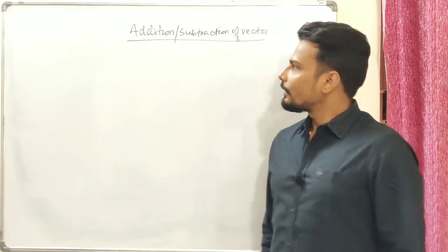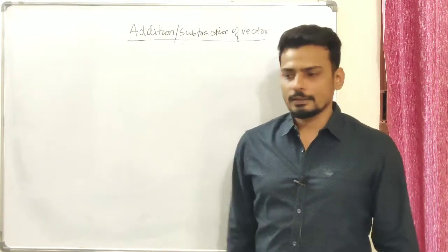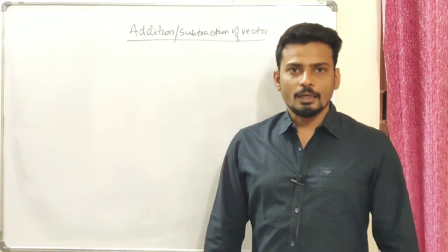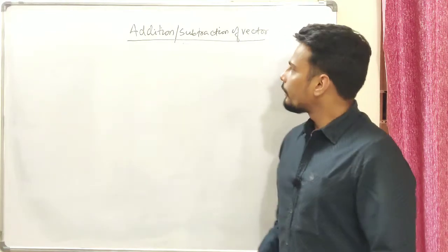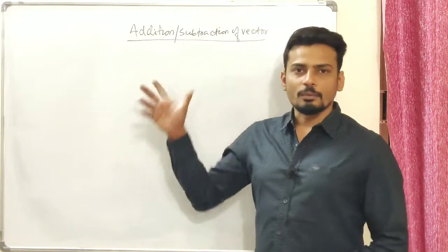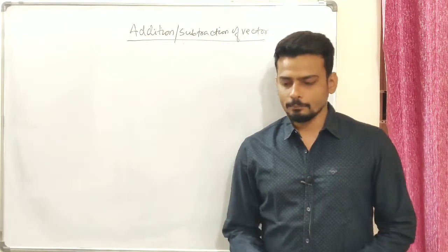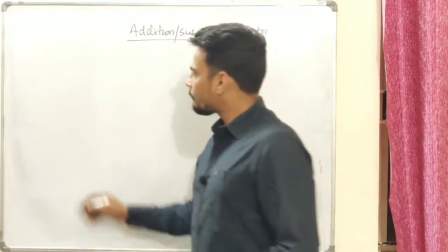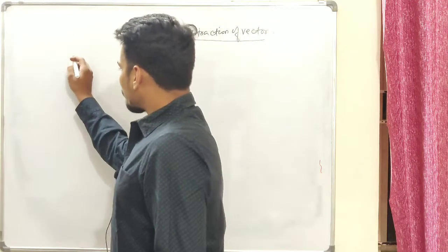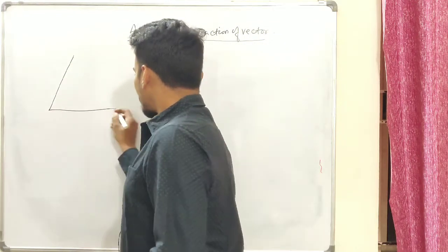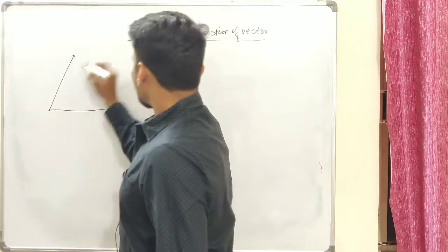Anyways, in the last video I taught you about vectors, types of vectors, and their properties. Today I'm going to teach you addition and subtraction of vectors. These are two important components of physics, right? Okay, fine. So let's say I have two vectors. I'm going to keep it as short as possible without wasting a lot of time.